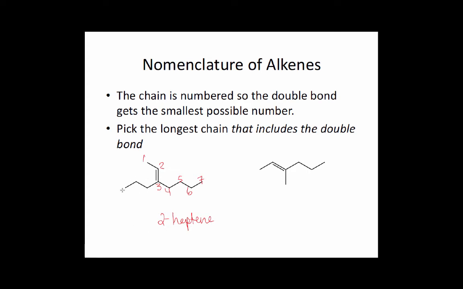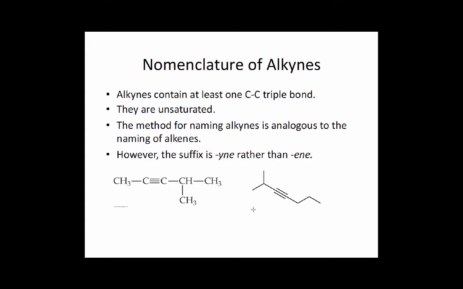We also have to name this substituent because it has 3 carbons, 1, 2, 3. That's a propyl group. And it's attached at the third carbon, so this will be 3-propyl-2-heptene. Okay, I'll leave that other one for you guys to practice on your own.